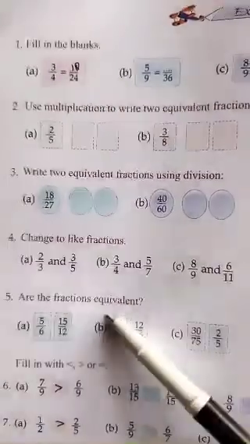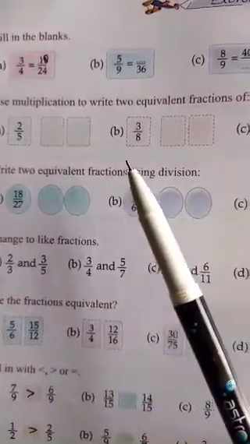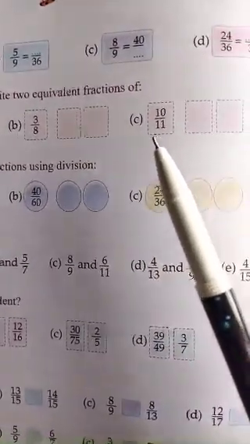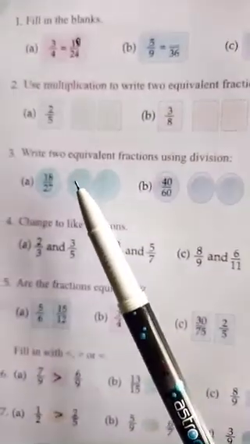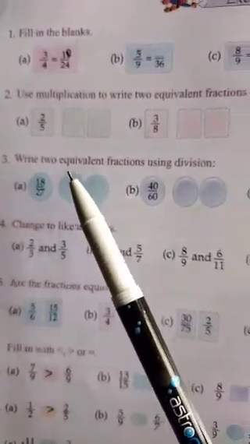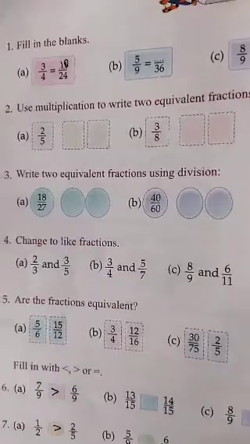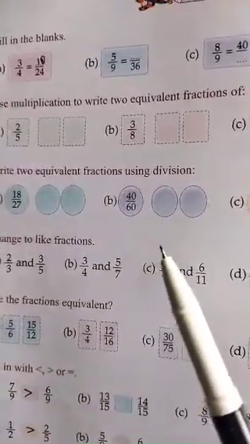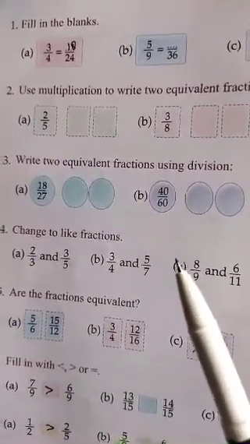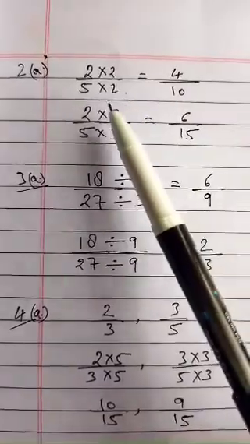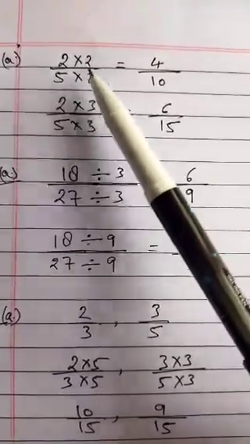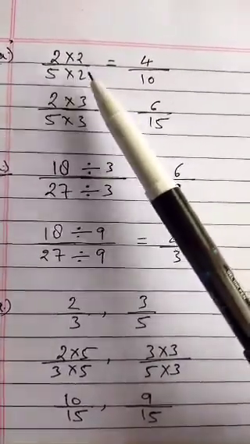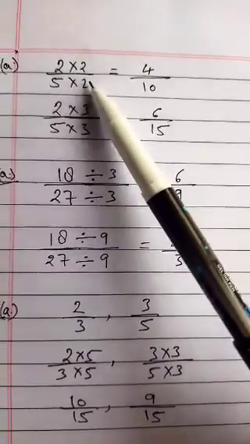Now coming on to second question. Use the multiplication to write two equivalent fraction of 2 upon 5. So first part I am doing for you in this by using multiplication you have to write the two equivalent fractions. So how you will do this? See like this you will do. First of all you will multiply the given fraction by 2. Both numerator and denominator will be multiplied.